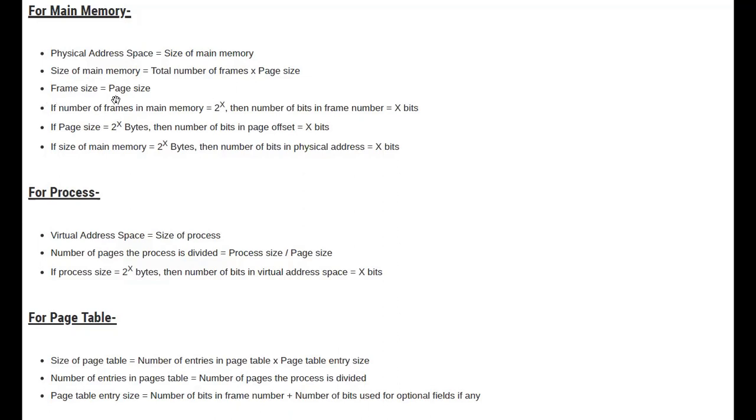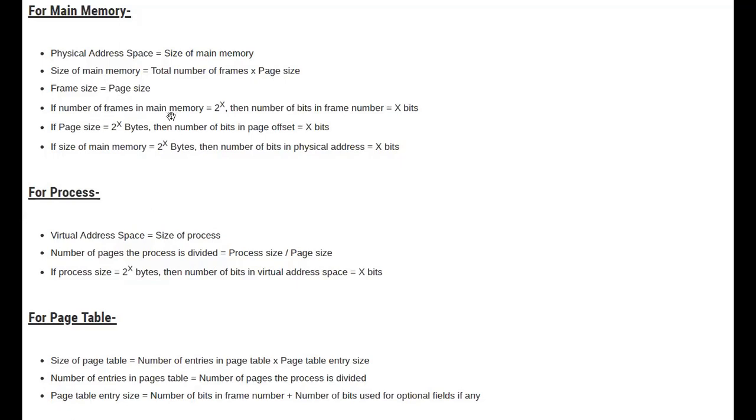That's the third point. Main memory is divided into number of frames. How many number of frames? You can divide your main memory by the page size. If your memory is of 64 KB and page size is of 4 KB, how many pages will be there? How many frames will be there? 64 divided by 4.